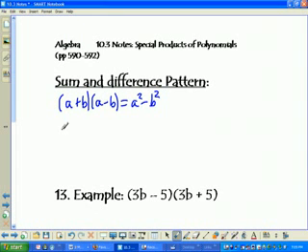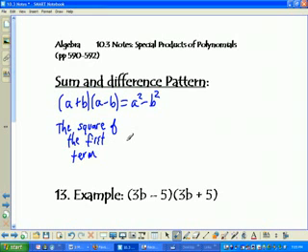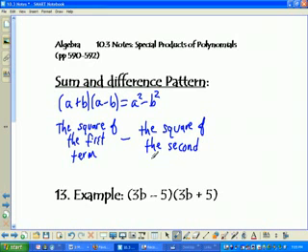In terms of words, every time I have a sum and difference, it's the square of the first term minus the square of the second term. And so if I look at it up here, a plus b times a minus b, the first term is a, so I'm going to square that, hence a squared. I'm going to square the b, and then minus b squared. That's all I have to do.